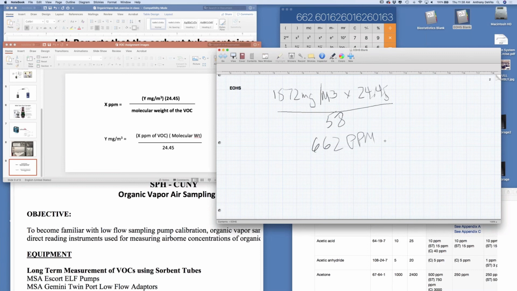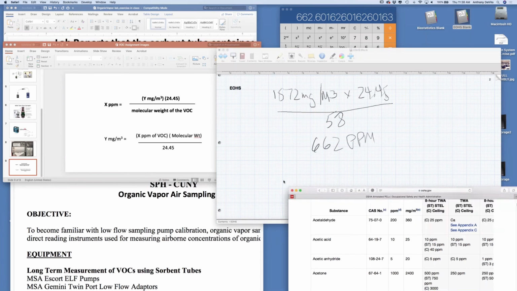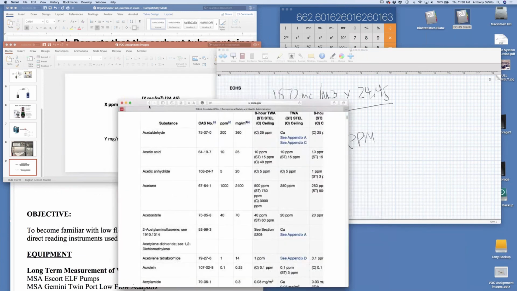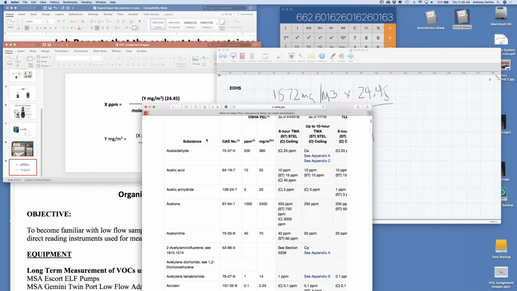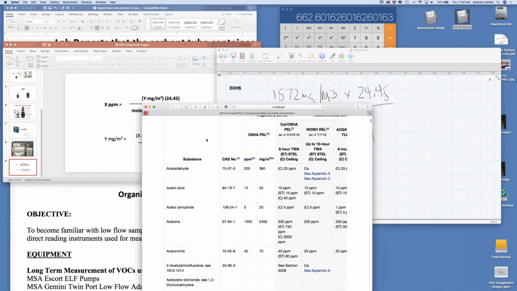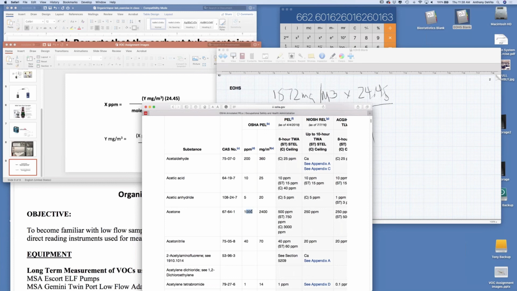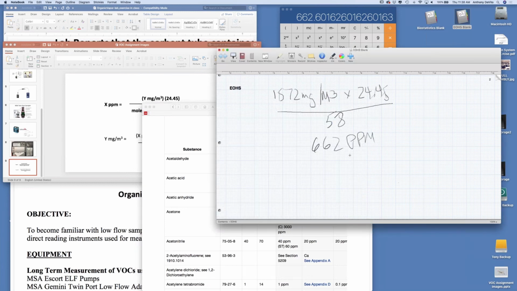So let's go to Google and look up the time weighted OSHA permissible exposure limit for acetone, and I see that it's 1,000. So we are below the OSHA permissible exposure limit. 662 is of some concern though, because we only sampled for 45 minutes, not a full 8-hour workplace exposure. It could vary considerably. We only sampled one particular day. At this level, I'd be a little bit concerned that there may be times when the worker's exposure might exceed the OSHA PEL.